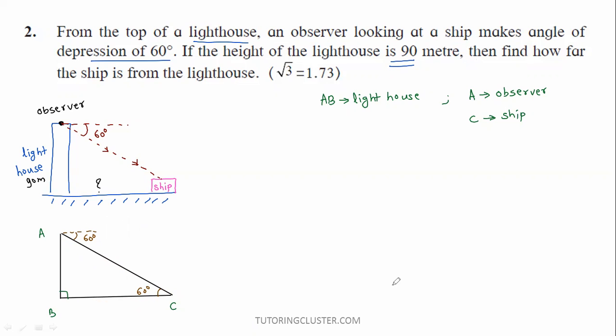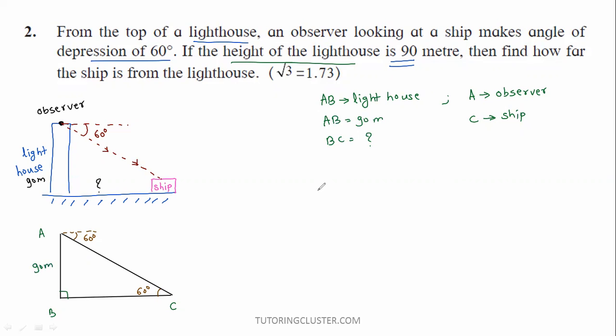How far is the ship from the lighthouse? That means we have to find out what? BC. And one more thing is given. What is the height of the lighthouse? AB, it is given as 90 meter. And what is the unknown? BC is unknown.